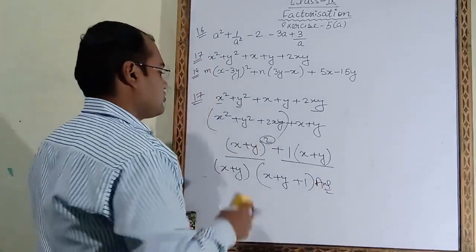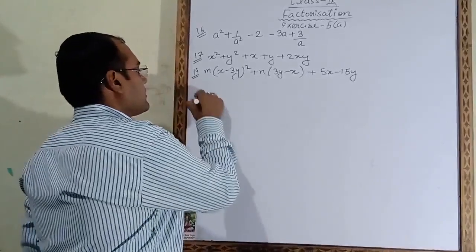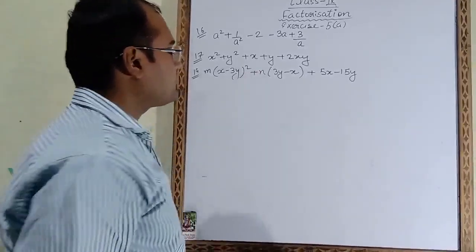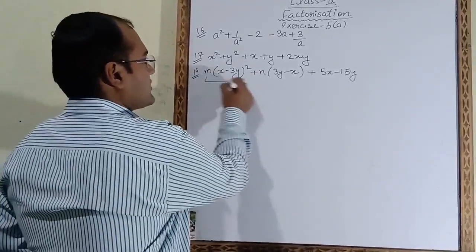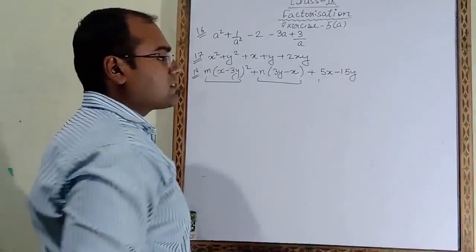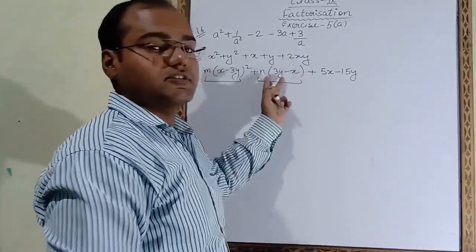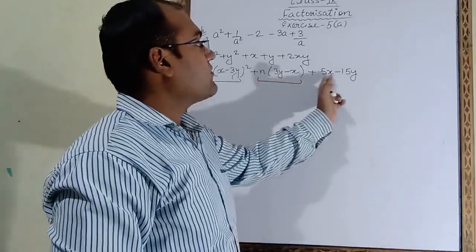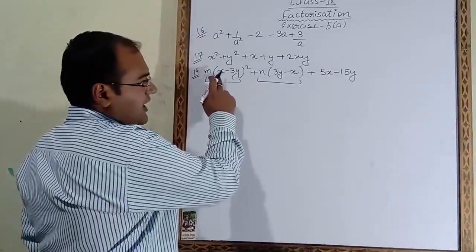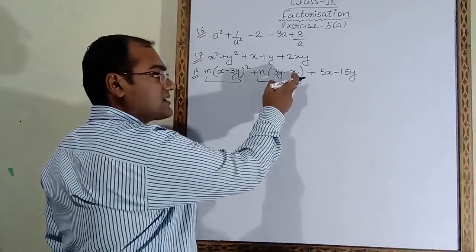Now 19th question. Question number 19. This is the question. This whole is the first term, this whole is the second, and these two are separate. These two are separate, but we will make it like this. How will we make it like this? We can take 5 common from these two. So here it is x minus 3y. Here it is minus x plus 3y.